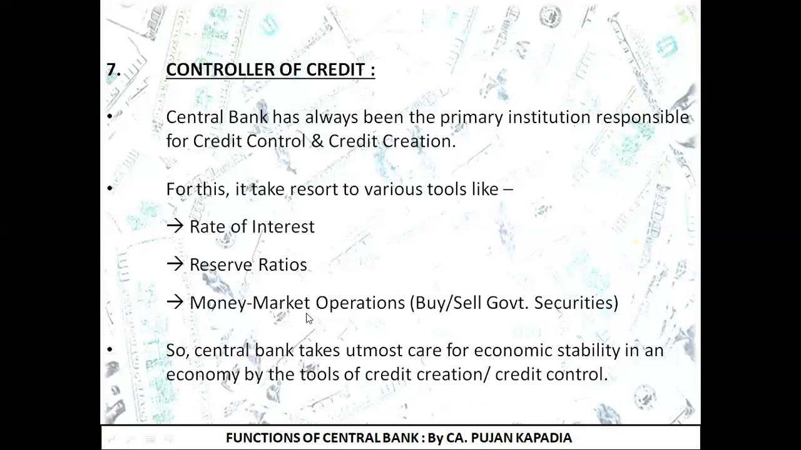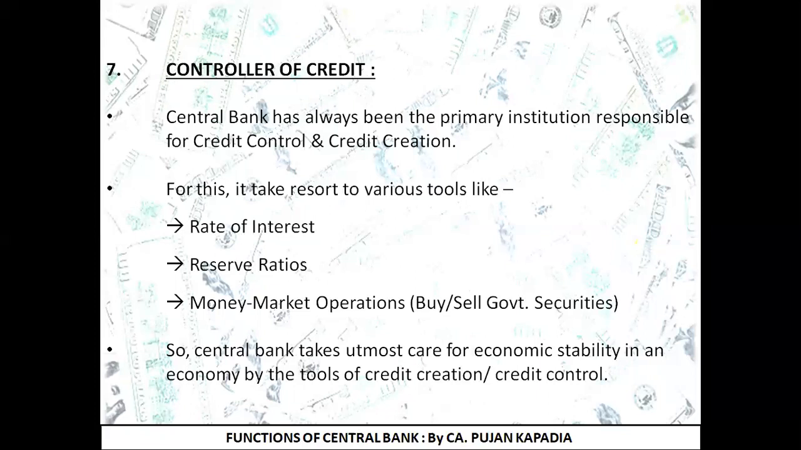And third point is money market operations. That is, buying or selling of government securities. According to the situation, whatever the central bank feels right, it can either buy the government securities or sell the government securities. Friends, I'm not going deep into this particular point, because in the next lecture we are going to take up the topic of economic stability. All these points are going to be explained to you in detail in that part.